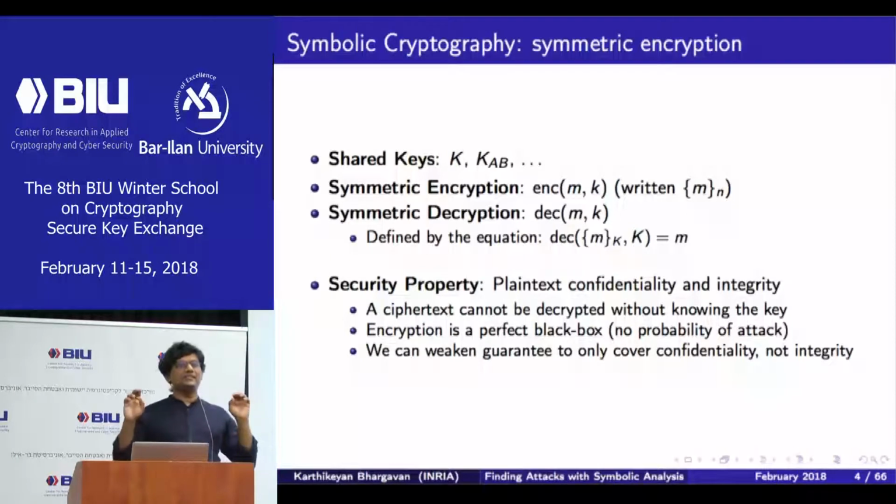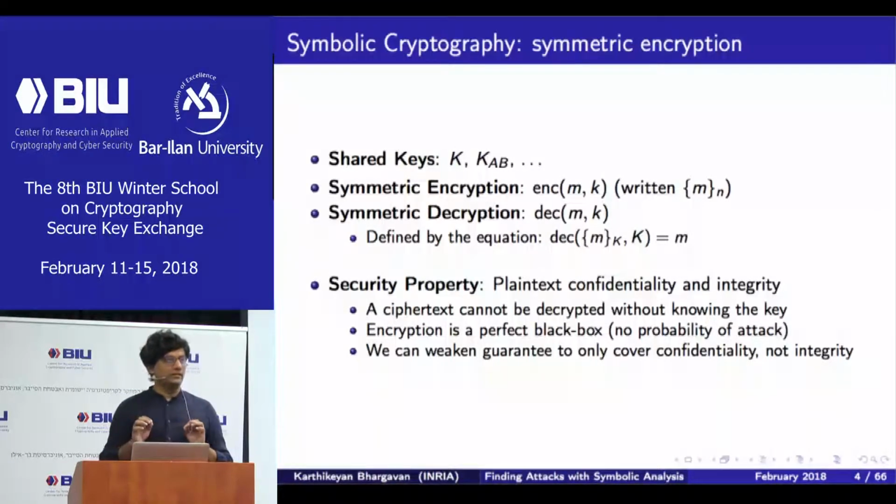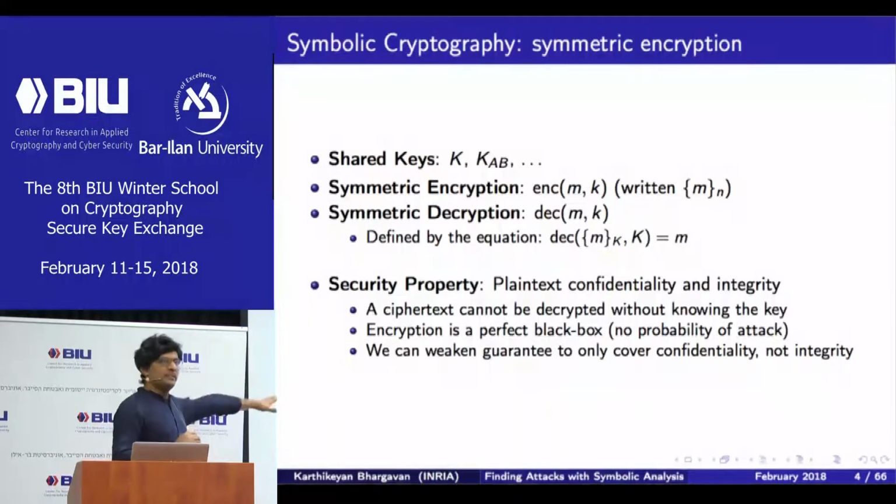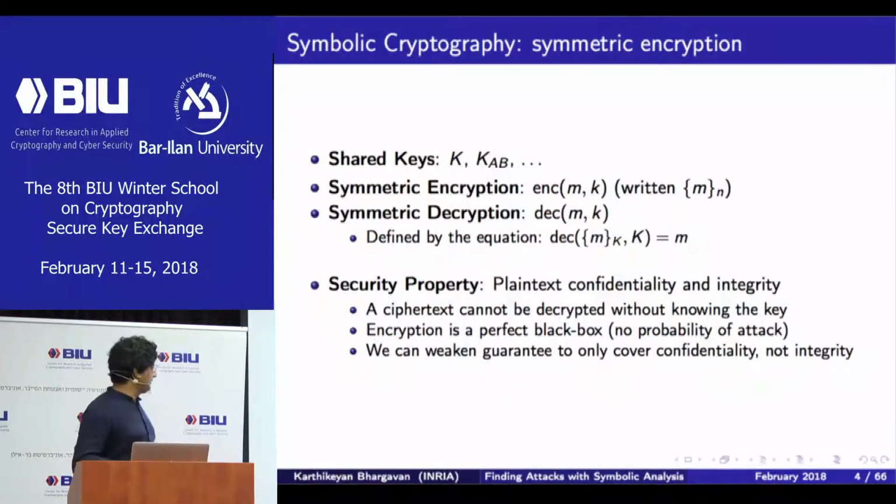But importantly, encryption is a perfect black box. There is no probability of inversion here. We just say it's a possibilistic model. There is no way the attacker can get back the message without knowing that key. We can have slightly weaker models here, even in the symbolic model. I can give you more equations that model things like malleability and so on. But let's just stay with this for now.